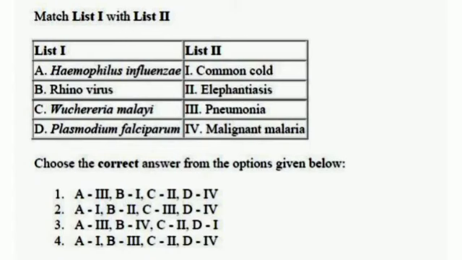Next is match the following. List 1: Haemophilus influenzae, rhinovirus, Wuchereria bancrofti, Plasmodium falciparum, and list 2: common cold, elephantiasis, pneumonia, malignant malaria. The right one is option 1, that is Haemophilus influenzae: pneumonia; rhinovirus: common cold; Wuchereria bancrofti: elephantiasis; and Plasmodium falciparum: malignant malaria.